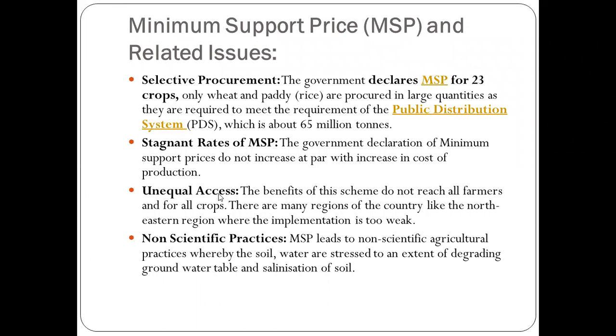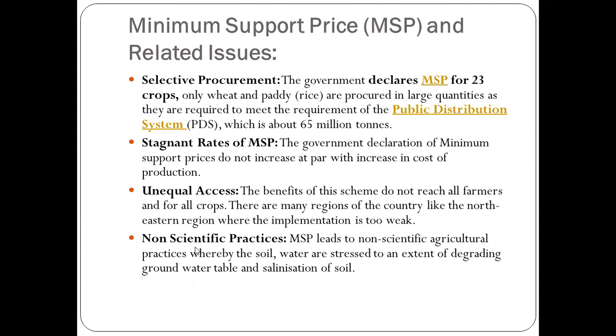Next point is unequal access. The benefits of this scheme do not reach all farmers and all crops. Some types of benefits are not received by each and every farmer in the country. There are many regions of the country, like the North, where the implementation is too weak, so they are unable to get these benefits from the authority or from the numerous organizations.